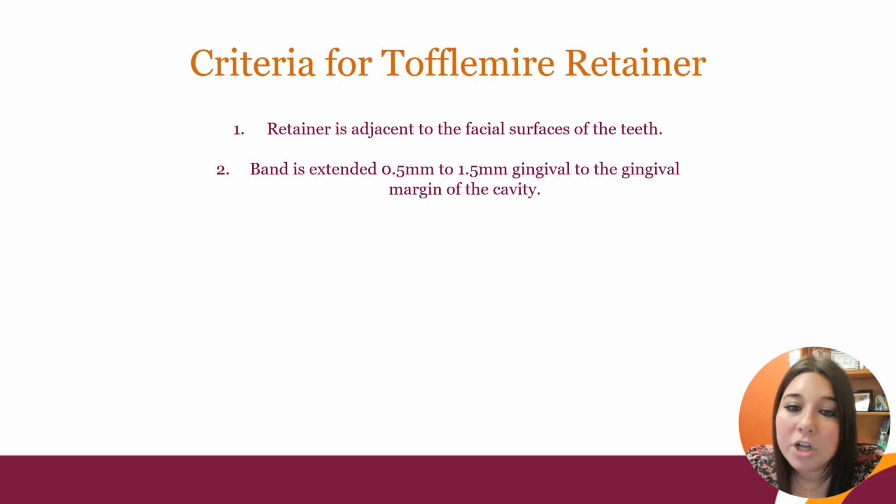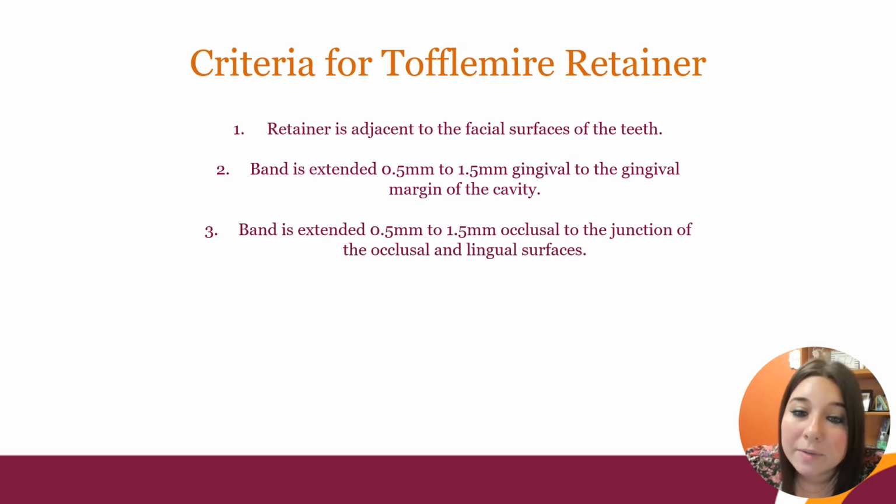The band should go 0.5 millimeters to 1.5 millimeters below the gingival margin of the cavity. So you don't want to end it right at the margin of where that deepest part of the interproximal prep is. You want to get it at least a good millimeter below it. That way it's all properly sealed and nothing's going to leak out and cause overhang.